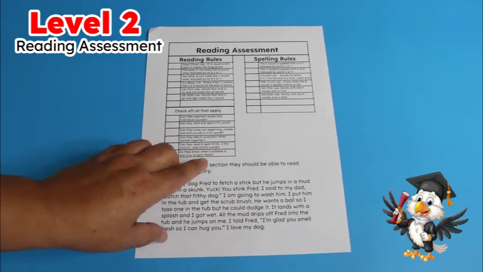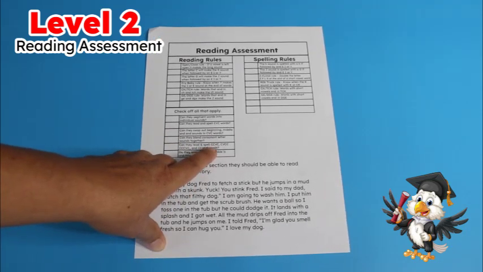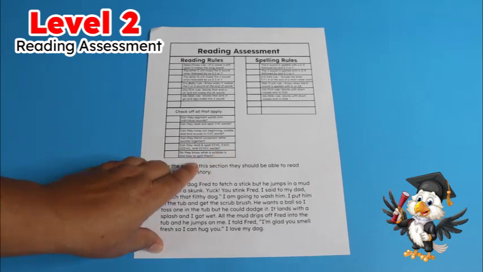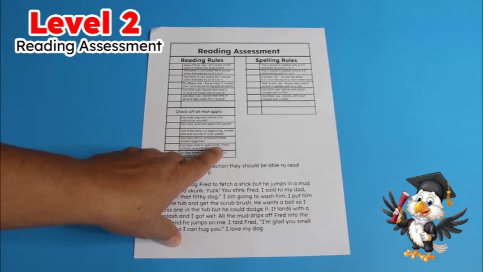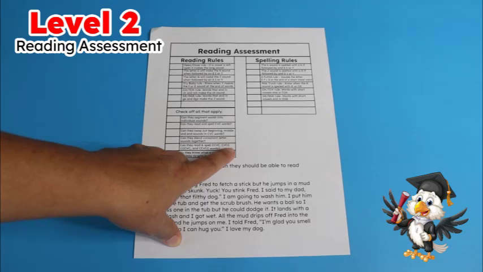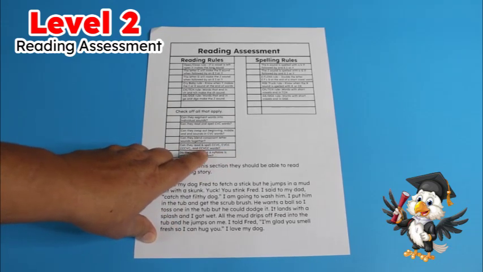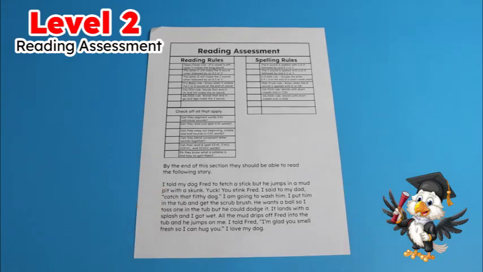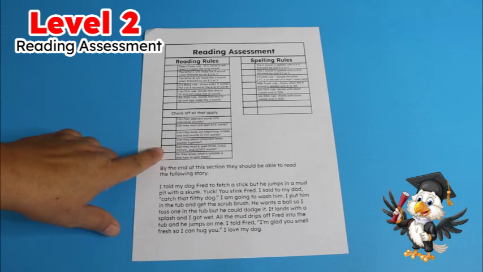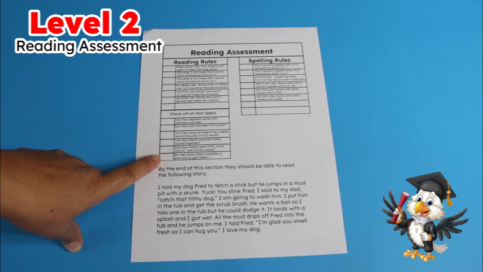Can they read and spell CCVC words and CVCC words? These are consonant, consonant, vowel, consonant, and consonant, vowel, consonant, consonant. So you've got a lot of blends in there, whether you have blending consonants on the front or on the back of the word. Can they do all those blends with no problem? If they can, you put a check here. If they're still struggling with it, you do not put a check.